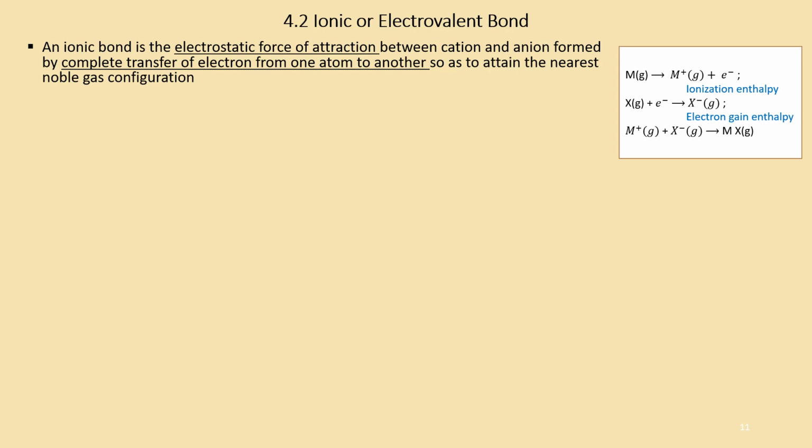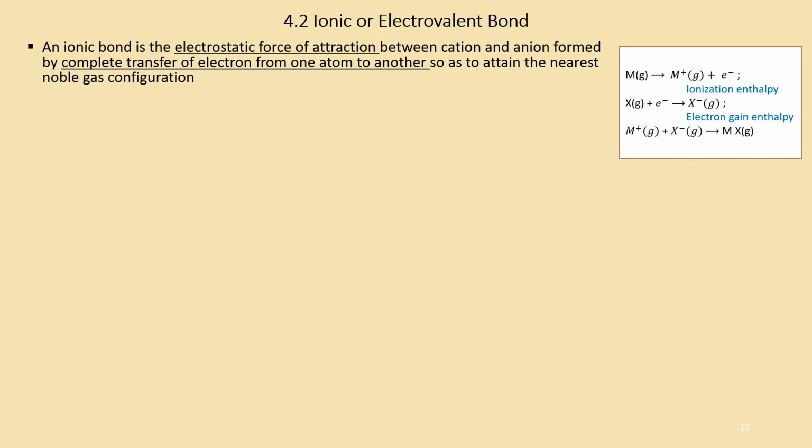The formation of a positive ion involves ionization, that is, removal of electrons from the neutral atom, and that of a negative ion involves the addition of electrons to the neutral atom. Thus, an ionic bond is the electrostatic force of attraction between cation and anion formed by complete transfer of electron from one atom to another so as to attain the nearest noble gas configuration.